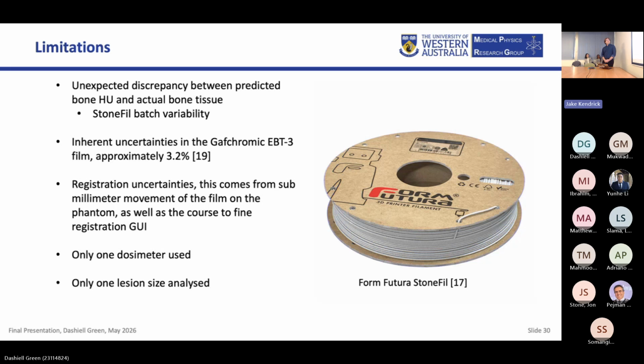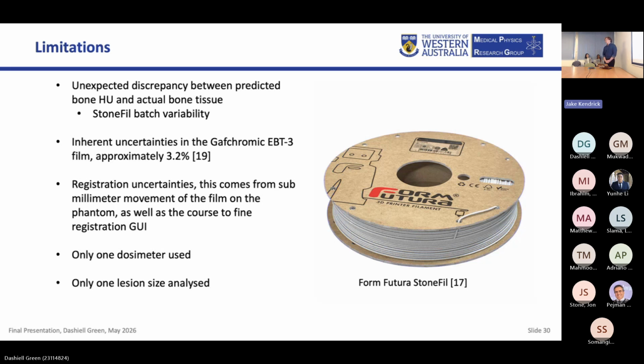So one of the limitations is the unexpected discrepancy between the predicted bone HU value and actual bone tissue, and most likely this comes down to stone fill batch variability, as John Stone had pointed out in his research. There are inherent uncertainties in the EBT3 film, which is approximately 3.2% when you analyze the red channel. There are registration uncertainties that come from the movement of the film on the phantom, as well as the registration of the film to the body masks in the GUI.